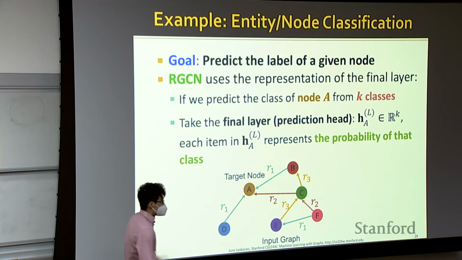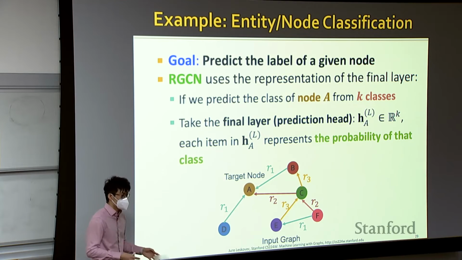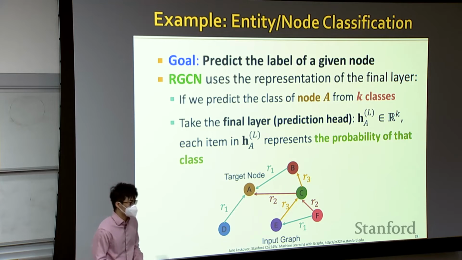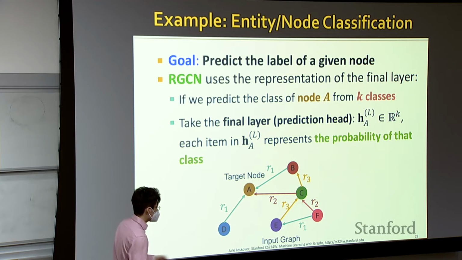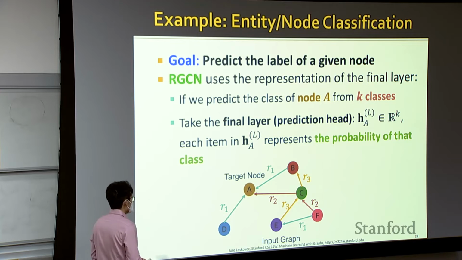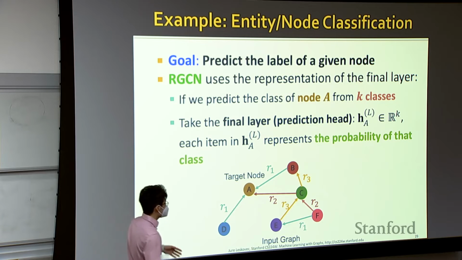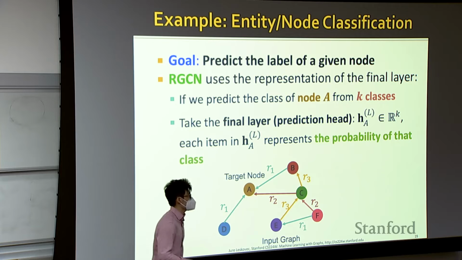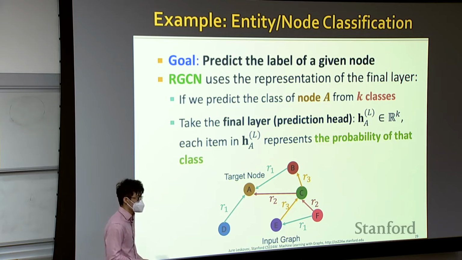So now we have talked about the idea of RGCN and how to make the computation more tractable. Next, we're going to discuss some concrete applications, how to apply this RGCN to, say, node classification and link prediction that we have also seen in previous lectures.